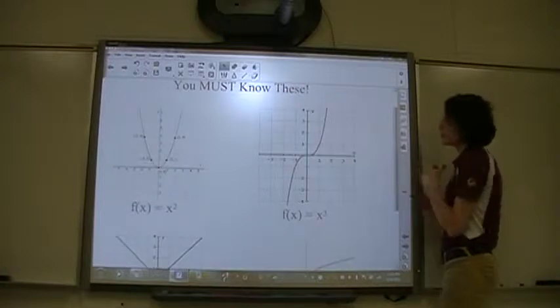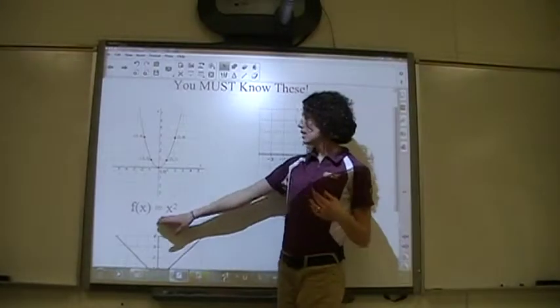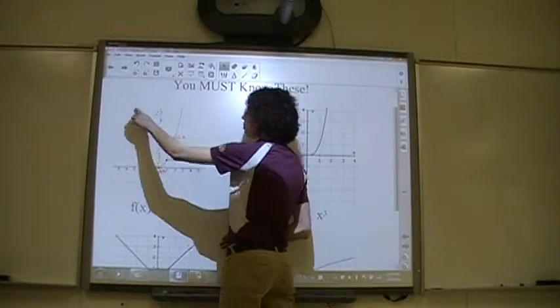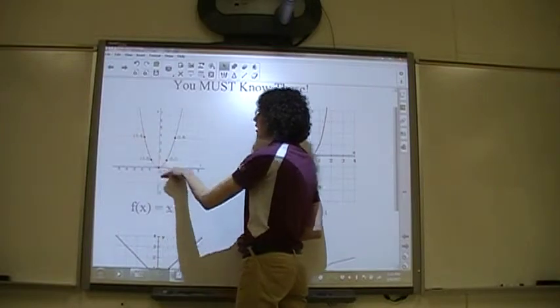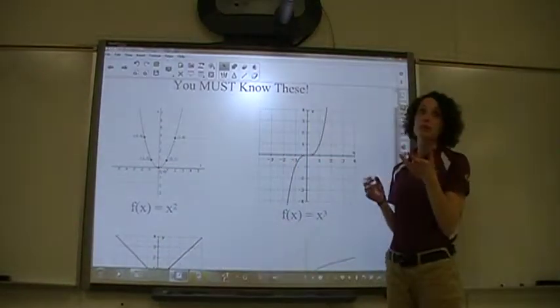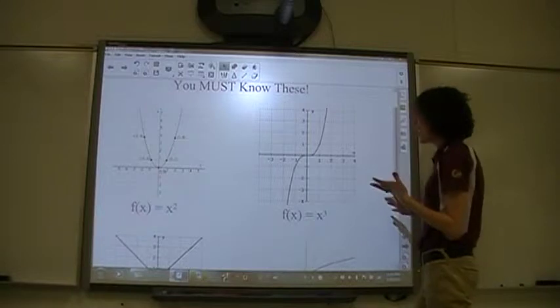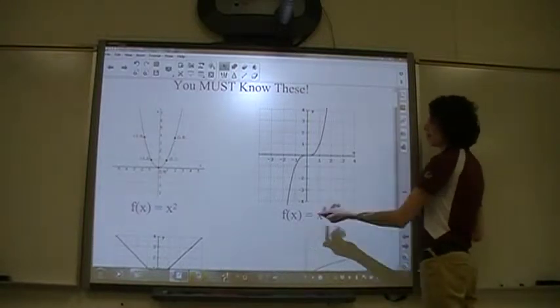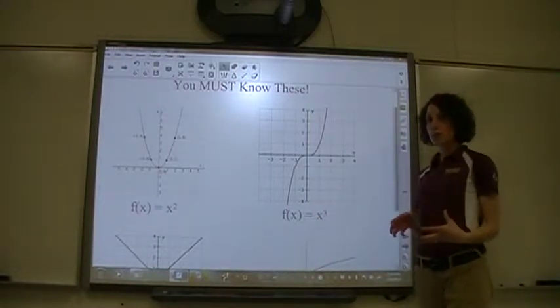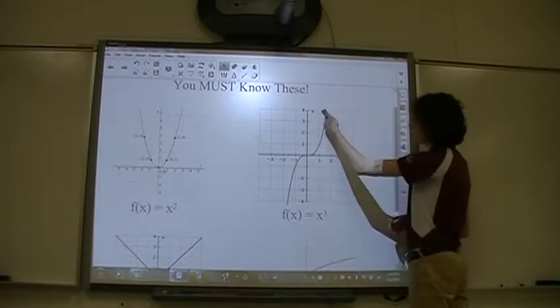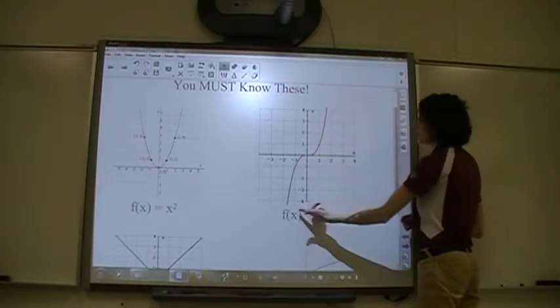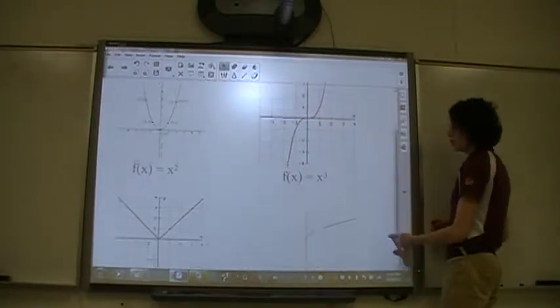When you first think, the first parent function that you want to think of is x squared. So that's going to be our parabola, and it's going to look something like this, not upside down, but the actual smiley face. The next one is f of x equals x cubed. Now this is a cubic function. I like to call him squigs because he's a little bit of a squiggle line. So we got squigs as our x cubed.